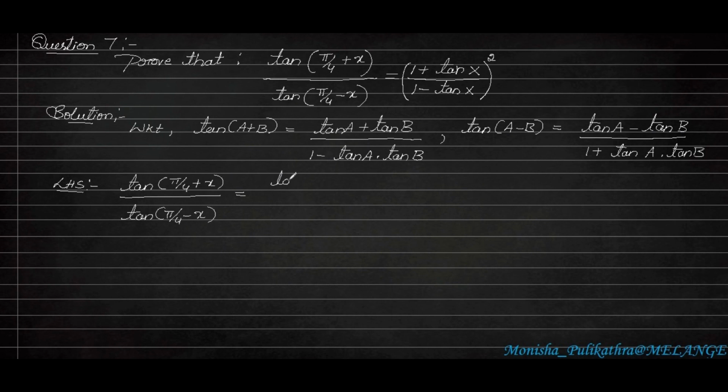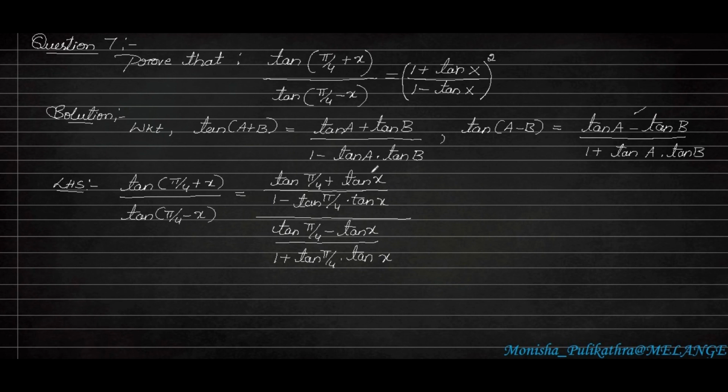So we have to convert it into this formula. In the numerator it will become (tan pi/4 + tan x) whole divided by (1 - tan pi/4 into tan x). In the same way, the denominator will change into this formula, that is (tan pi/4 - tan x) whole divided by (1 + tan pi/4 into tan x). Okay.